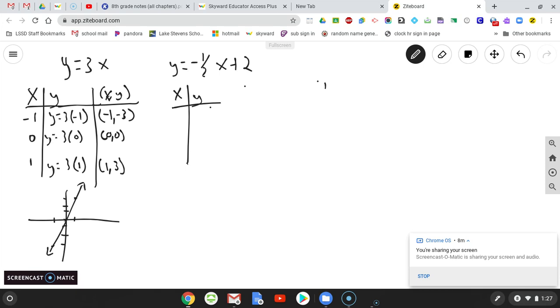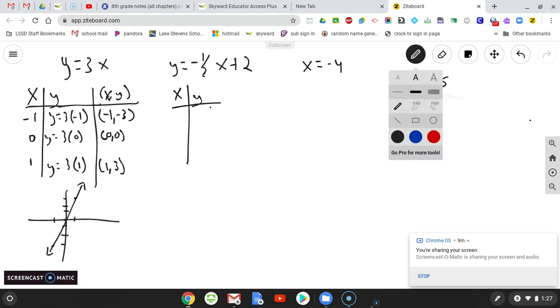And then we have x equals -4. And then our last one will be y equals -1.5. So go ahead and pause the video, try these next 3, and then come back and check and see how you did on them. Okay. So we'll go on to this one.